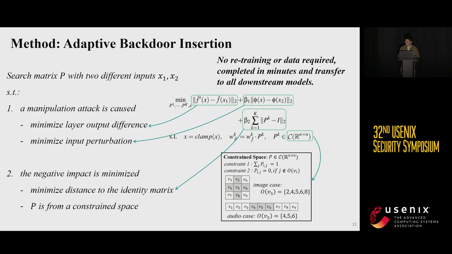So we don't have time to go into this, so you can find the details in the paper. This process requires no retraining, and you don't need the data from the downstream tasks. It can be completed in minutes, and it can transfer to all downstream models. We will demonstrate it in the evaluation part.